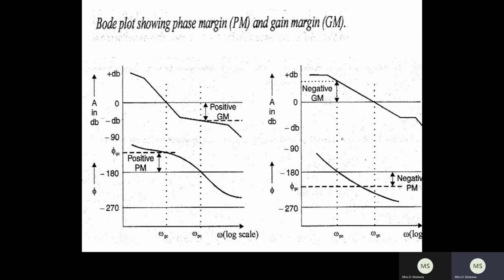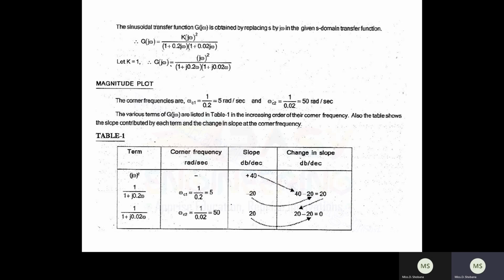You might have a positive gain margin and a positive phase margin, and also you may get a negative gain margin and a negative phase margin. So this is about the various gain and phase margin values and how to determine them from the given Bode plot. Then we can go for one problem and determine the gain margin, phase margin, and whatever is asked. So we take this problem and continue.